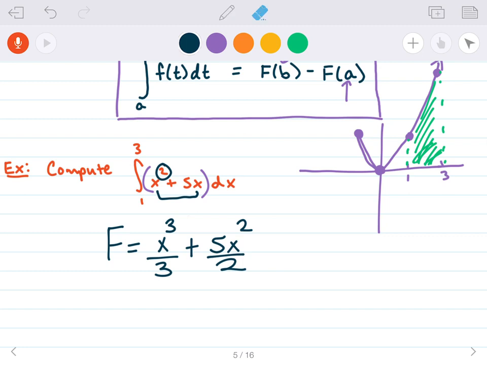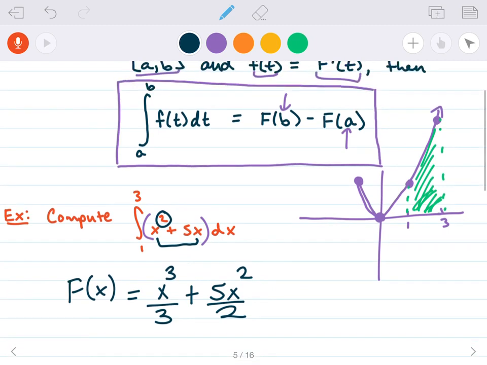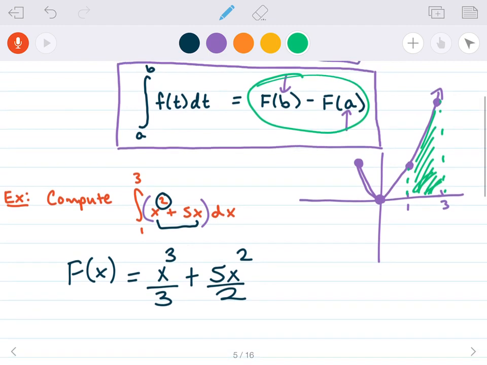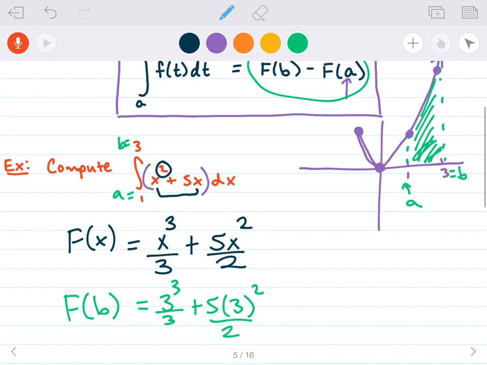Our variable is x here. So this is our antiderivative. And now we're going to apply this part of the fundamental theorem, which says that I want to take b, which is my upper bound here. This is b, this is a. Plug it in here, so F of b is going to be 3 cubed over 3 plus 5 times 3 squared all over 2. So that's F of b.